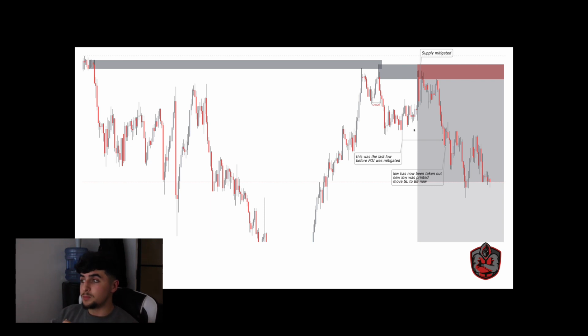Okay, so it's quite simple guys. You identify the last low before your area of interest, wait for your area of interest to be mitigated, and once it's mitigated and it's in profit, wait for that last low to be broken, and once that last low is broken, you then move your stop loss to break even, and now your trade is running risk free.